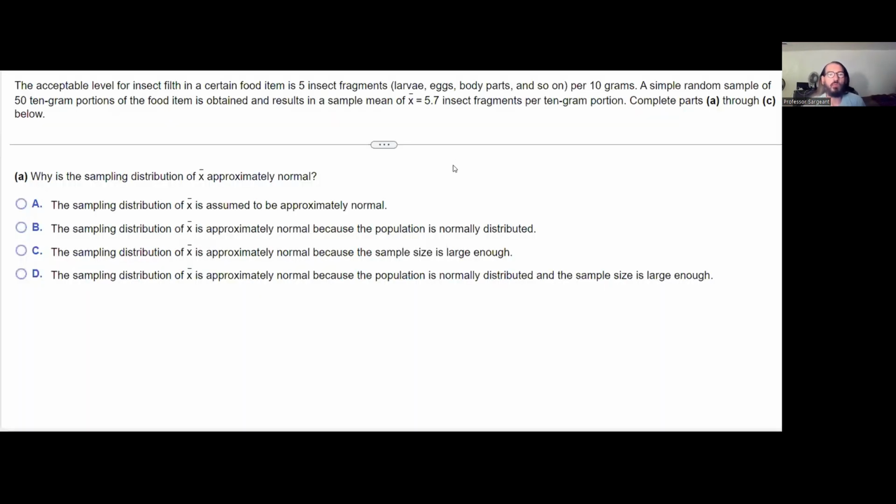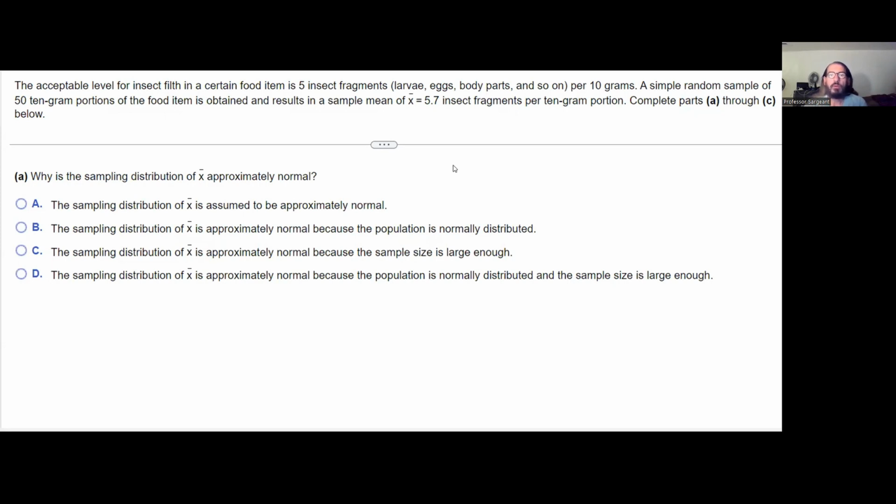Okay, here's the next one. Not a nice thing to think about. The acceptable level for insect filth in a certain food item is 5 insect fragments per 10 grams. A simple random sample of 50 10-gram portions of the food is obtained and results in a sample mean of X bar equals 5.7.